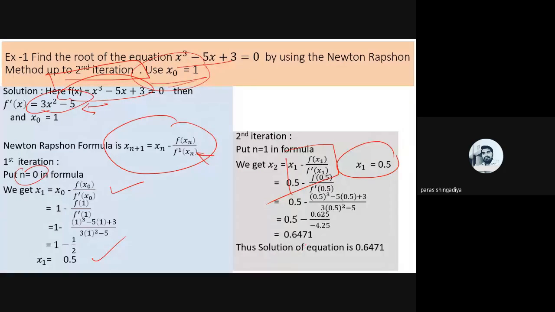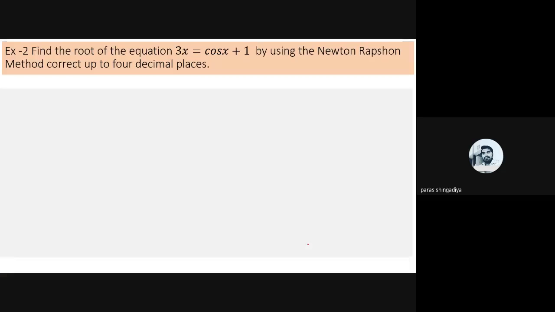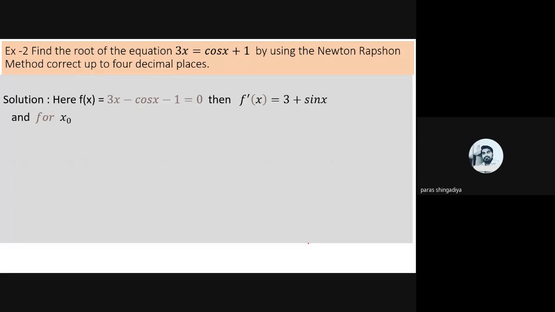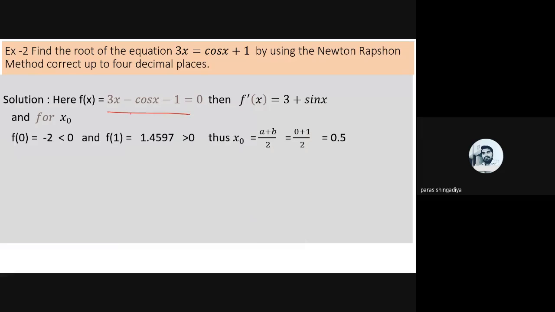Okay, and now the second example that we were discussing in the last lecture: 3x is equal to cos x plus 1, and this is a function f(x) equal to 0 form, 3x minus cos x minus 1 equal to 0. And this is the derivative, f dash x is equal to 3 plus sin x, and here x0 is not given. In this question x0 is not mentioned, but it is required to predict x1.